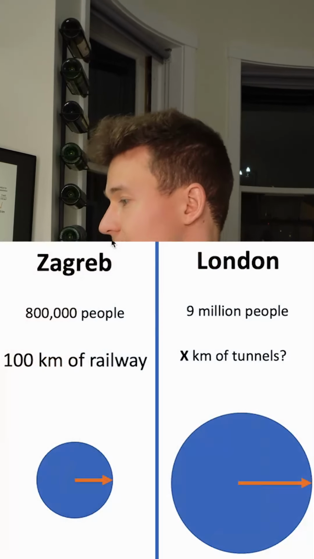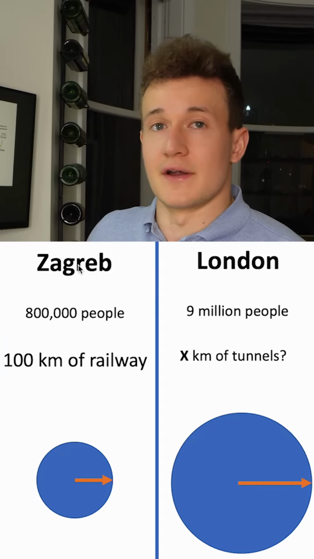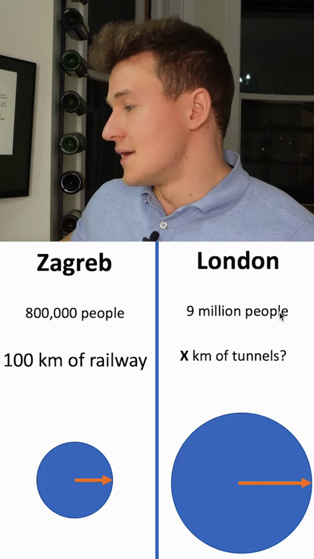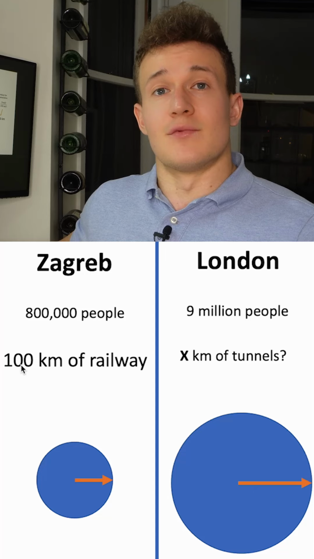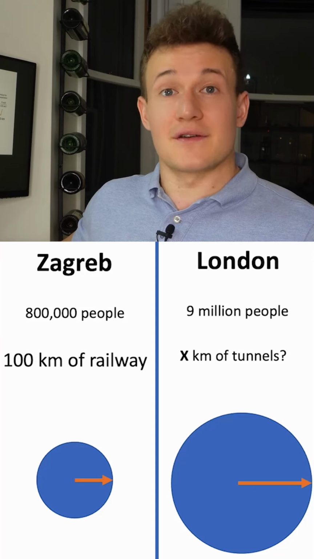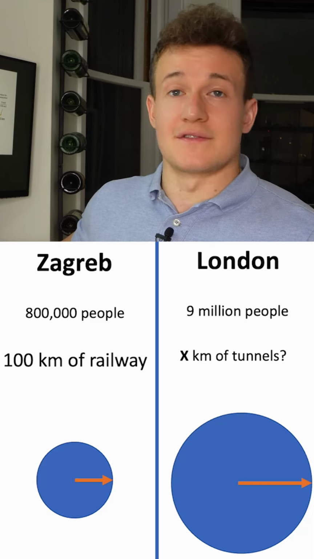This is the real answer that I came up with during the interview. Obviously, if I had more time to think about it, I would have probably made a better estimate. But the idea is roughly the following. I don't really know London very well, but I know my hometown of Zagreb quite well, where I grew up. Zagreb has roughly 800,000 people, London 9 million, and I know that Zagreb has roughly 100 kilometers of railway in total. Now, Zagreb doesn't actually have an underground system because, well, it costs quite a lot of money, but the comparison is still there.